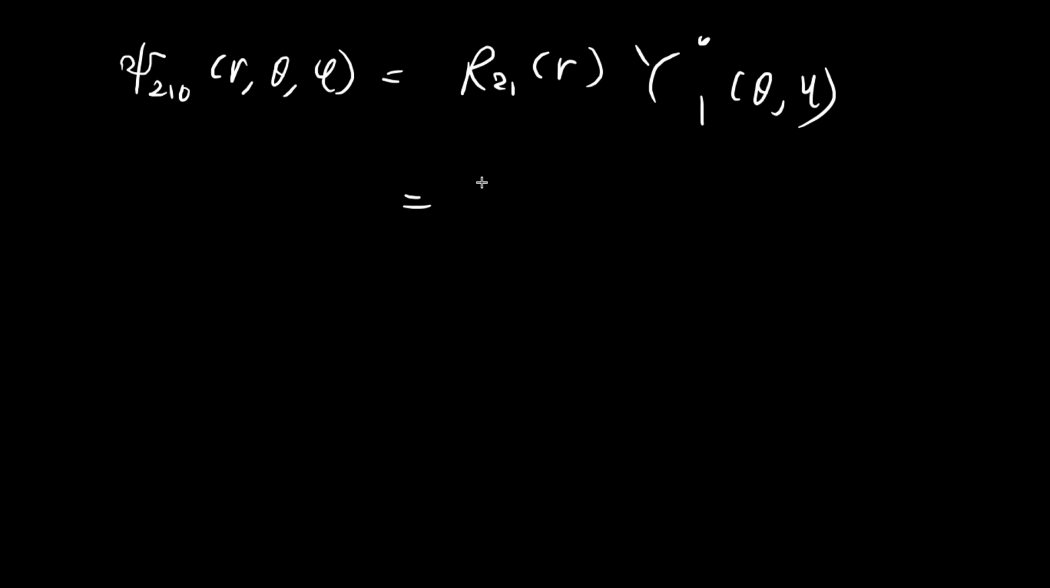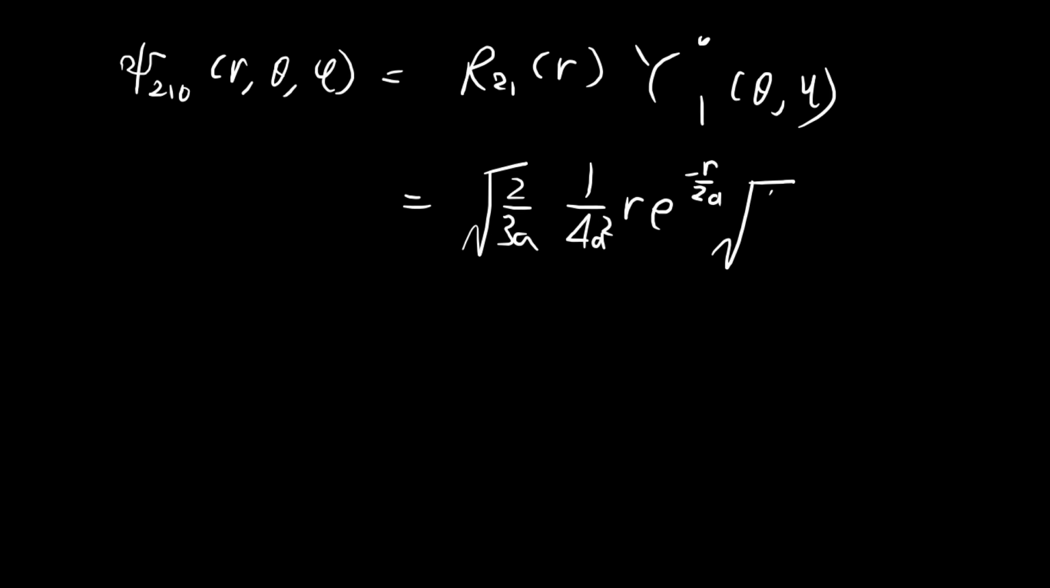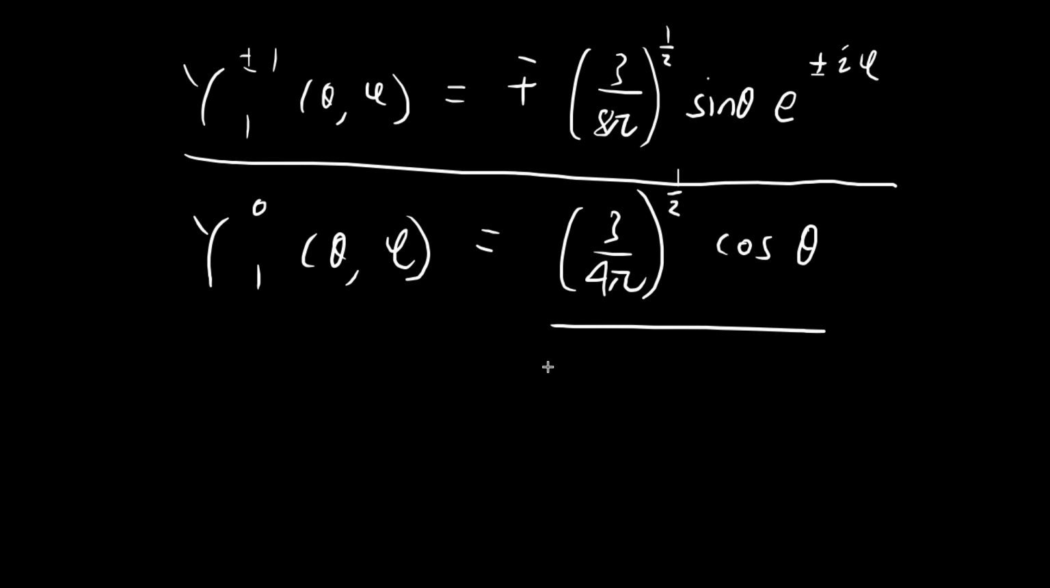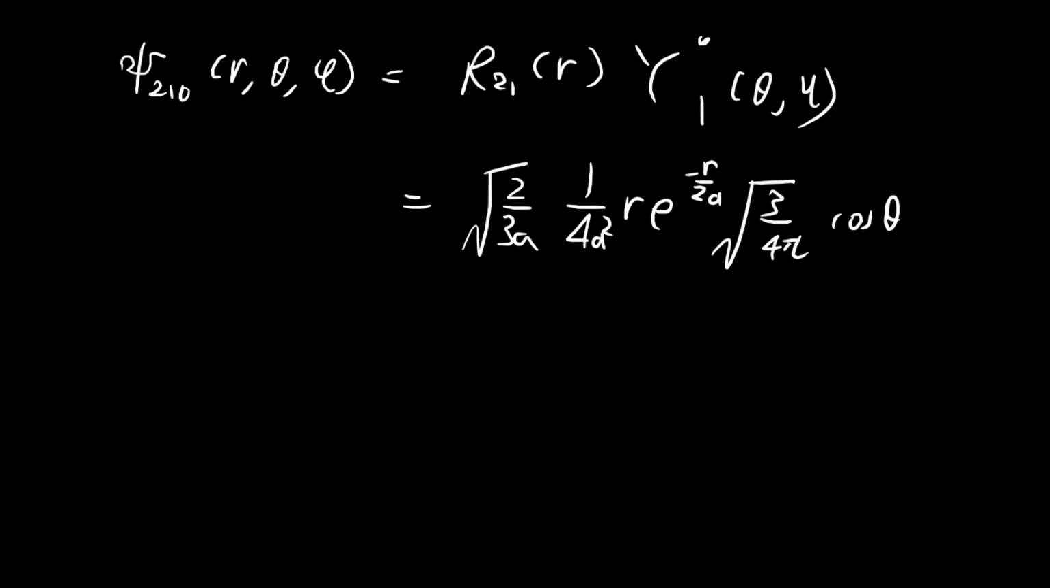So once again we have the square root of 2 over 3a times 1 over 4a squared, and then r e to the power of negative r divided by 2a, and then we have the Y term, so the square root of 3 over 4 pi times cosine theta.